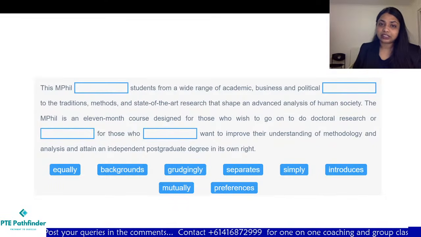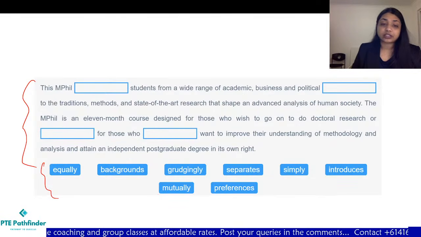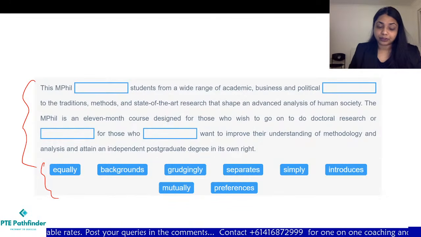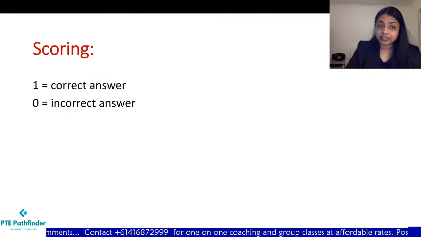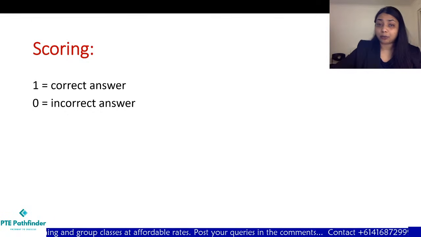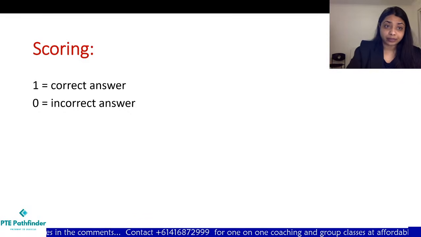So if the question looks something like this in exam, you get a passage on the screen which is not more than 100 words, along with few answer options at the lower part of the screen, from where you have to select basically one single answer for one particular blank. Now in this question type, they are giving you scores based on the correct answer or incorrect answer. So let's say if your answer is correct, in that case it is going to give you 1 point. If your answer is wrong, in that case it is going to give you 0. So it's quite crucial that you do it properly.